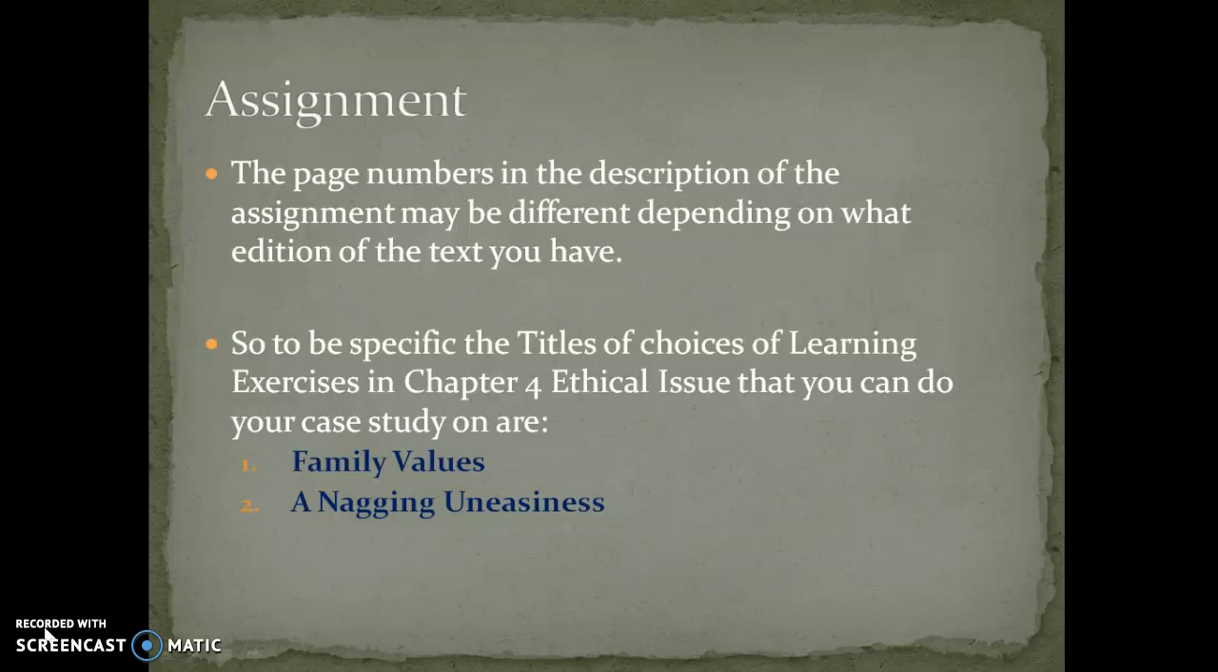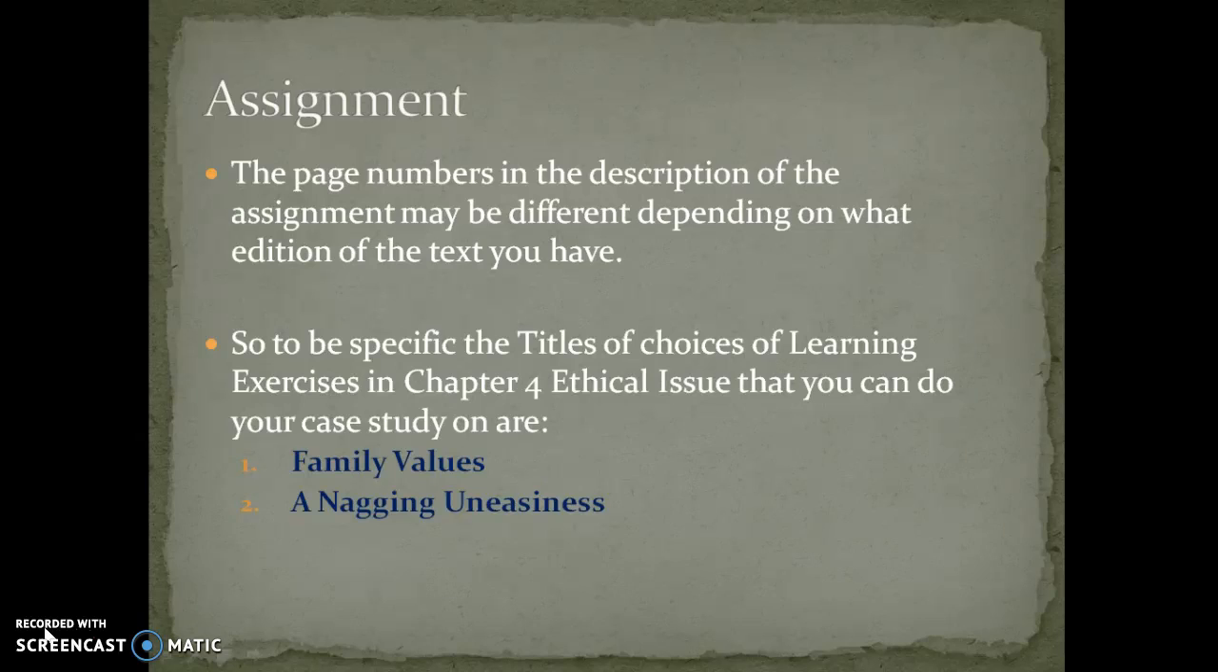Our assignment this week is to review the case studies in Chapter 4, and they are the learning exercises titled Family Values, and or A Nagging Uneasiness. You're to choose one of the case studies and analyze it as directed in the case studies directions. So at the end of both case studies, there are some questions there. Also, we want you to describe the elements of professional liability with explanations. And as a nurse leader, assess, plan, and implement solutions to solve the problem and evaluate the results. We want you to advocate for professionalism and accountability to enhance the climate in nursing practice environments.